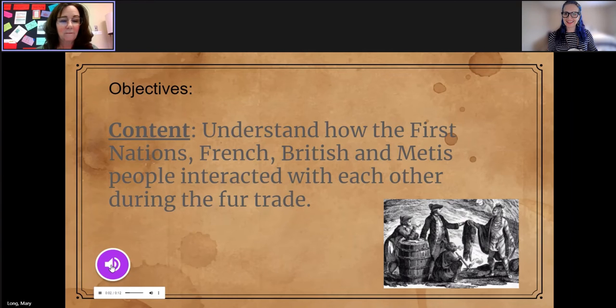Objectives. Content. Understand how the First Nations, French, British, and Métis people interacted with each other during the fur trade. So I really like how this teacher spoke clearly and slowly enough for her students to understand, and that's using that comprehensible input. And when she is in front of the class, she is using visuals, of course, and using that pace as well when she's talking to them, so that we make sure everybody's understanding.